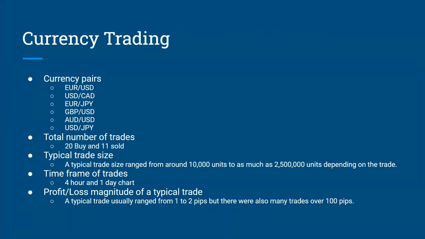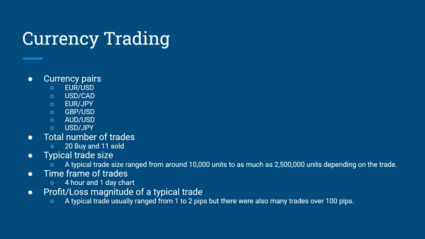All right, so for our currency trading, you can see the currency pairs that we took involvement in, and the total number of trades. We made 20 buys and 11 sells, and the typical trade size ranges from around 10,000 units to as much as 2,500,000 units, depending on the trade. And the time frame of the trades is about 4 hours and a 1-day chart.